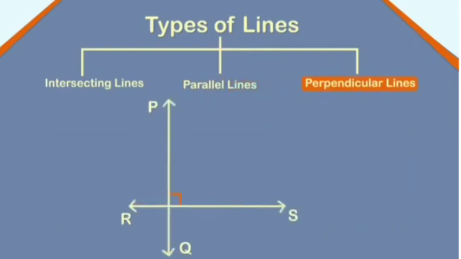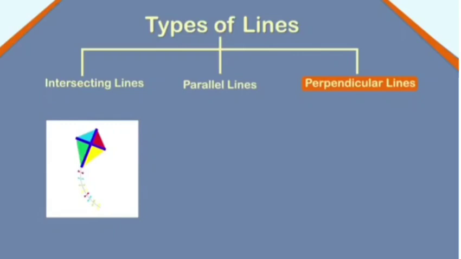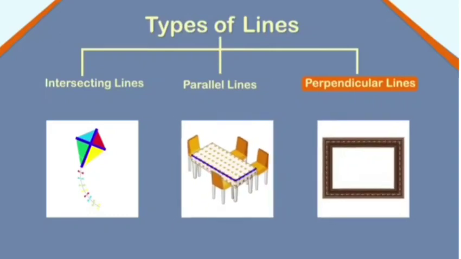2 lines which intersect and make a right angle at a common point are called perpendicular lines. Here, the line PQ and line RS intersect at point O and make a right angle at O. Thus, line PQ and line RS are perpendicular to each other. The arrangement of the wooden sticks of a kite is one of the best examples.